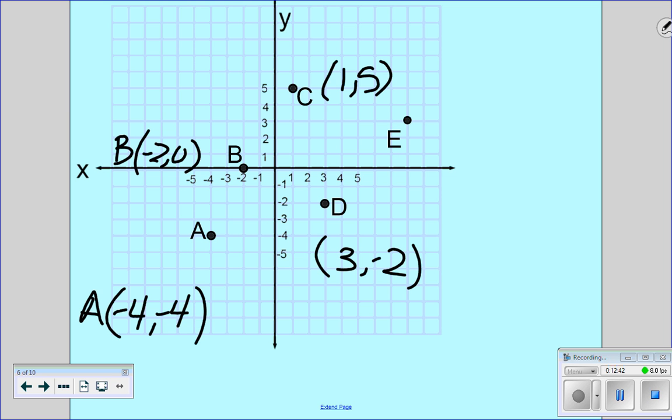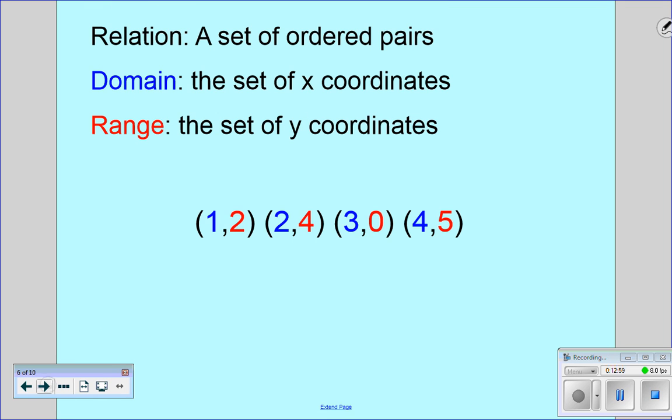3, -2. And E, oh, I should maybe do this for you. 6, 7, 8, 9, 10. Does that help? What's E? Larissa? 8, 3. Okay? Anybody have questions on how to do this part? Should be just a review. Just a review.